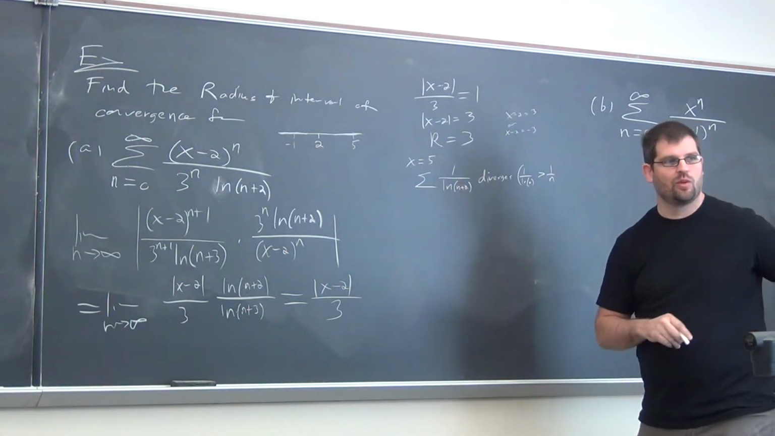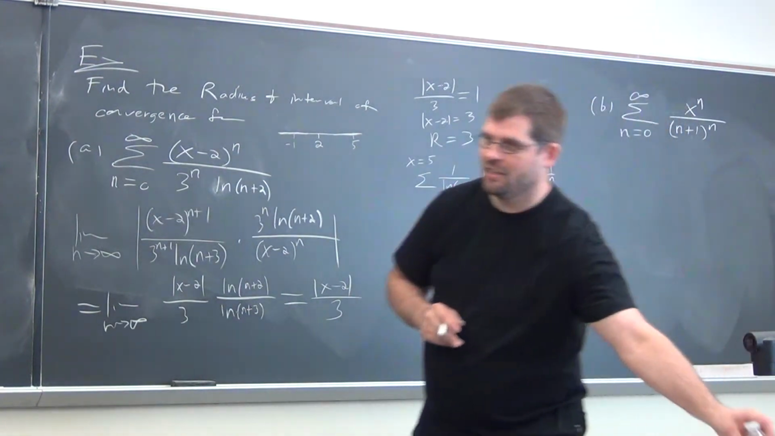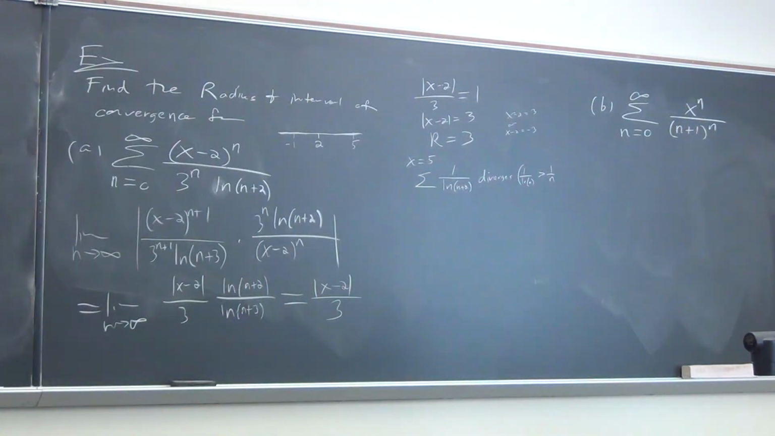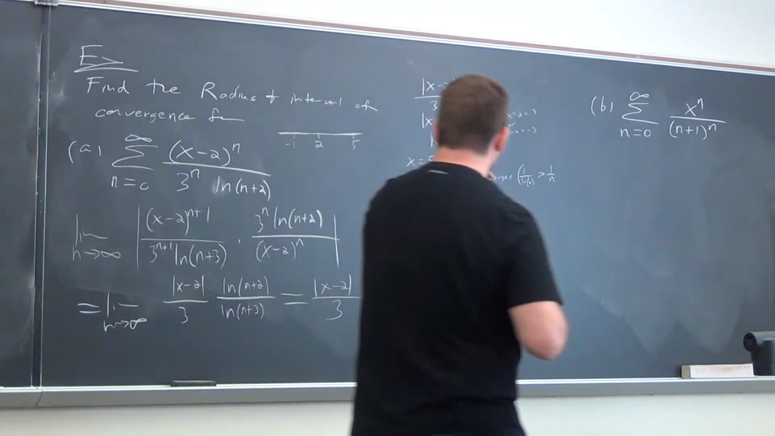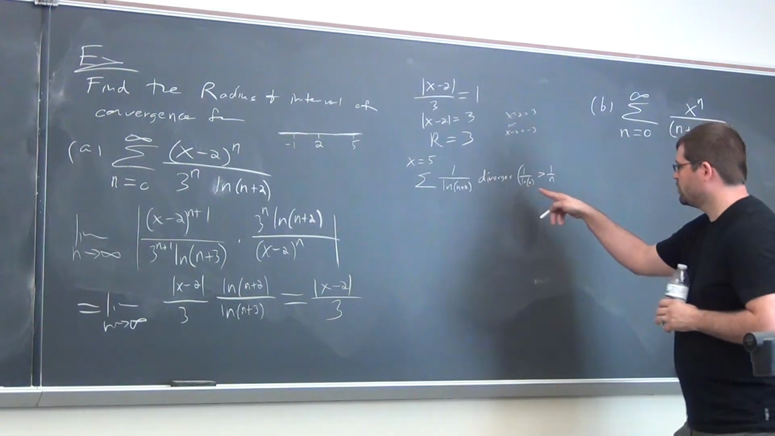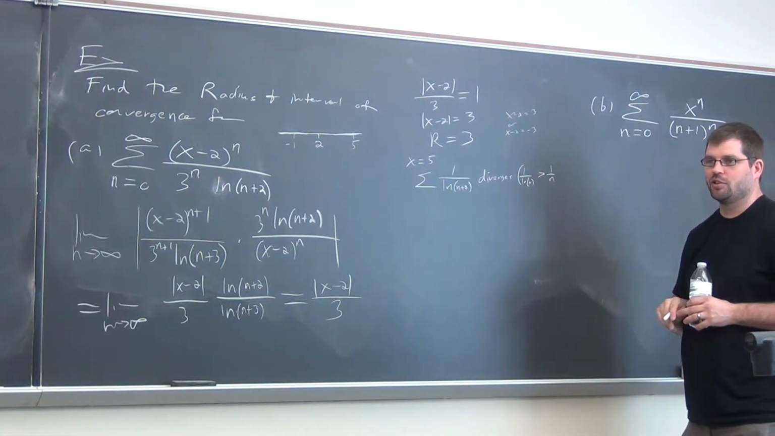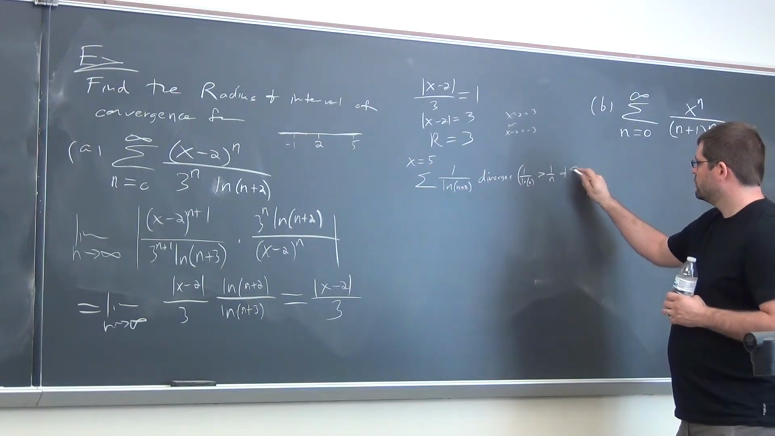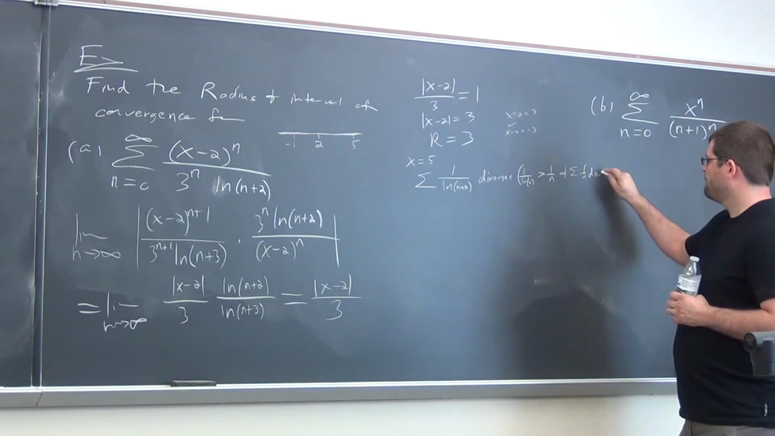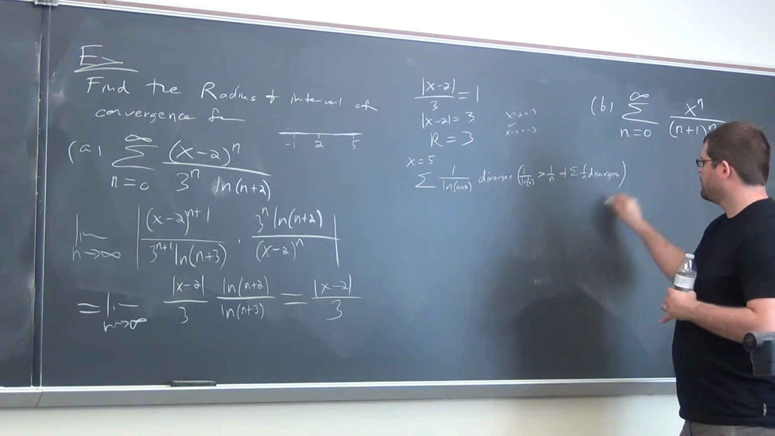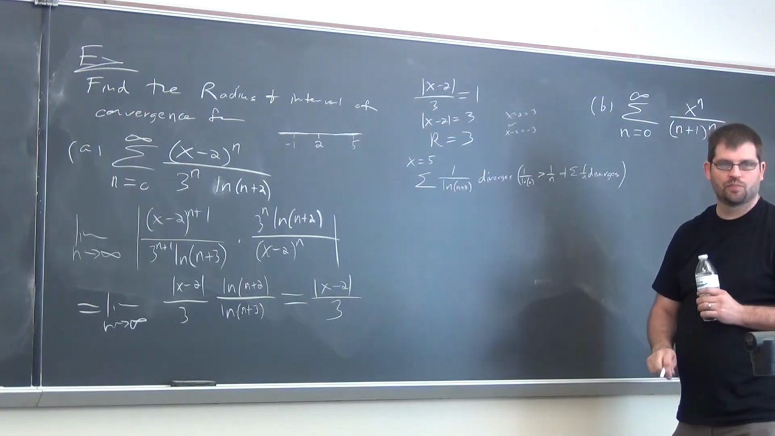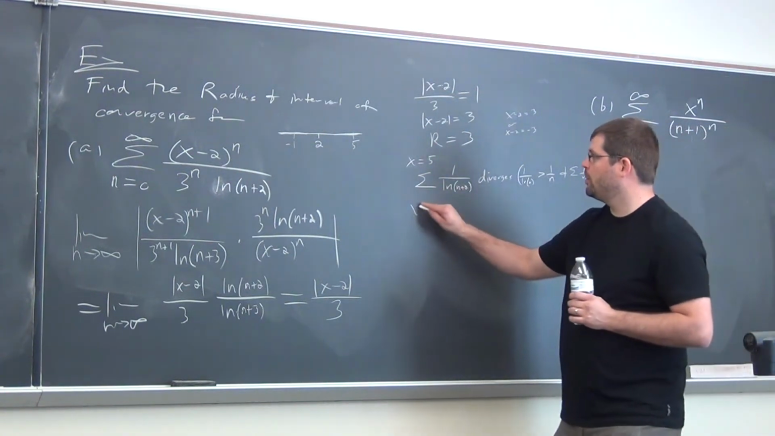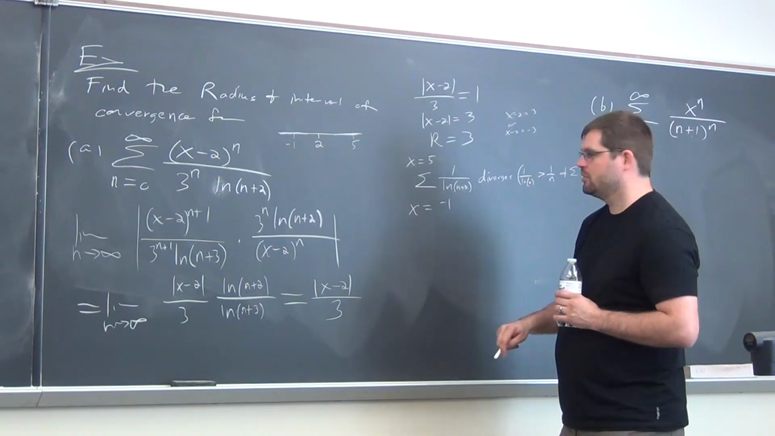This log is one of those where we didn't necessarily give it its own rule, that it always diverges. The sum of 1 over a log diverges. So, harmonic series comparison. Okay, what about when x is negative 1?